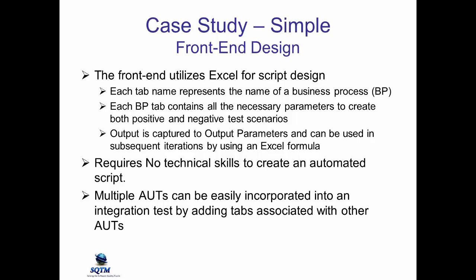Outputs captured by output parameters, and those are written, like I mentioned before, written out to the sheet. And they can be shared just by using a simple Excel formula. This input, the customer ID, equals the output from the previous process, so now it can be shared to a subsequent process. The sheets were structured in such a way that no technical skill at all was required to create the automated script. Just simply understanding the structure, how the data flowed, how the data was read, and how to input the data. That's really all that was needed.